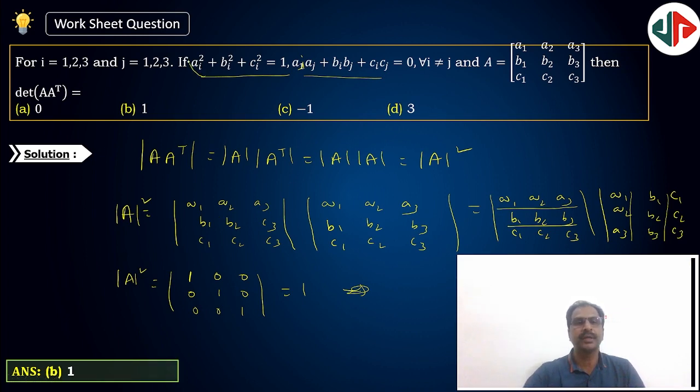So remember, ai square plus bi square plus ci square is given as 1. And ai aj plus bi bj plus ci cj is equal to 0 means a1 a2 plus b1 b2 plus c1 c2 is equal to 0, a1 a3 plus b1 b3 plus c1 c3 is equal to 0. Everything will be 0 here. So det A whole square you will get as 1.